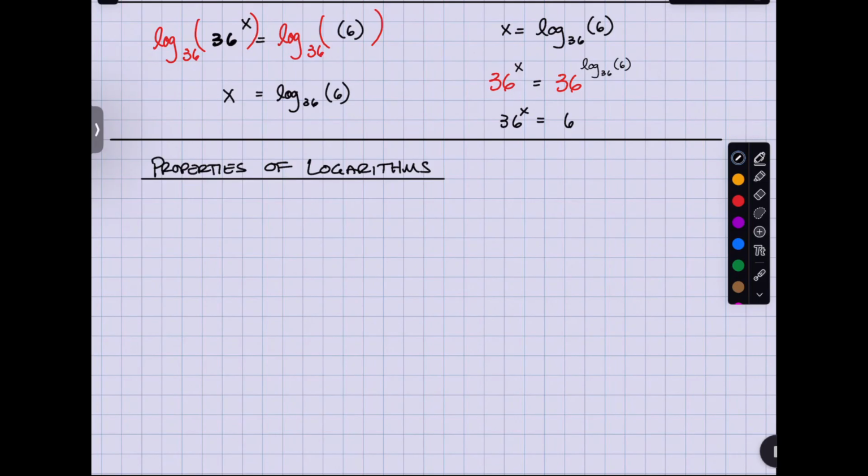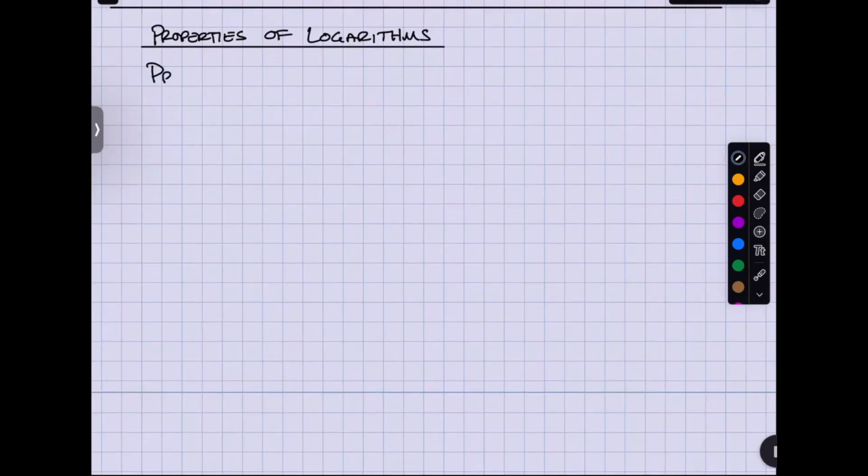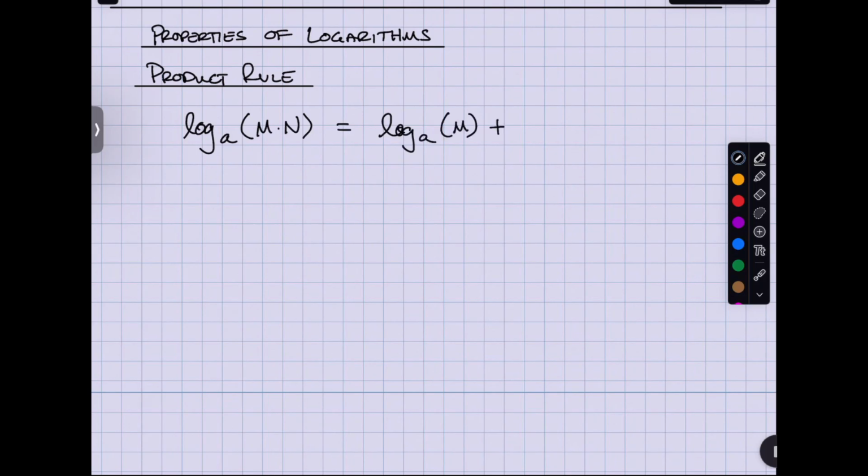Let's talk about the properties of logarithms. Sorry, I shouldn't say equals.